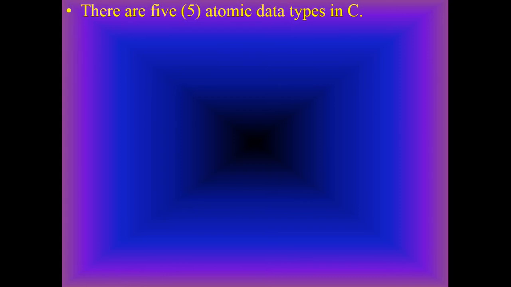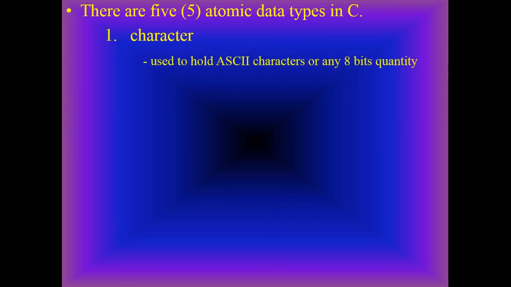Okay, so there are five atomic data types in our DevC program. So there are five data types that we're going to consider. The number one data type that we're going to consider is the character. If we're going to write that in a program, we just write char. So we're going to write char in the code if we are going to use a character. So that's the first data type.